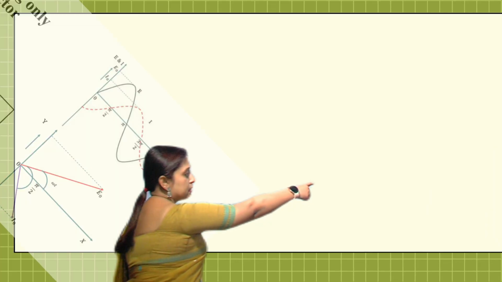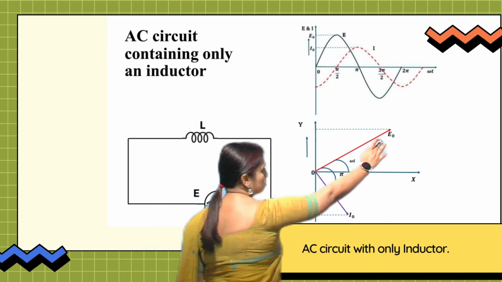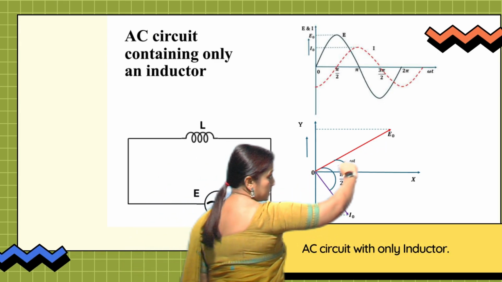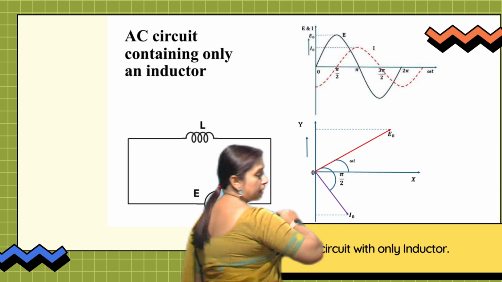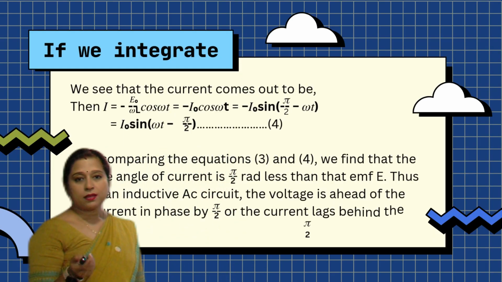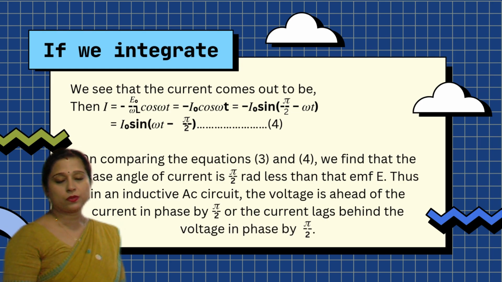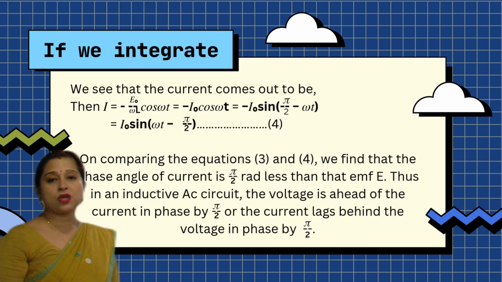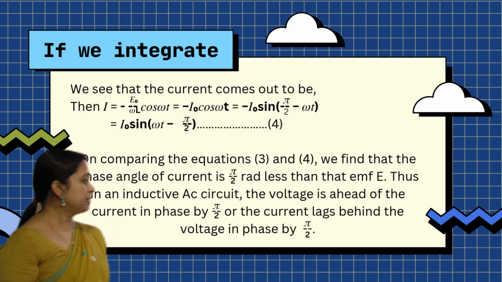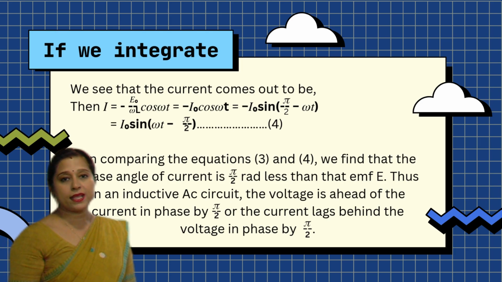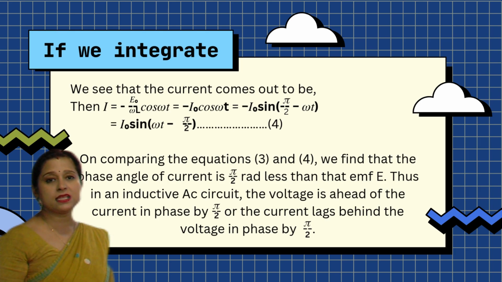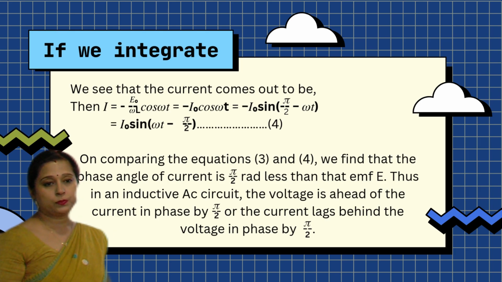So here you can see in the phasor diagram, this is the EMF phasor, and this is the current phasor. So the current is lagging by a phase of pi by 2 with respect to the EMF. Thus, in case of an inductive AC circuit, the voltage is ahead of current by a phase of pi by 2, or you can say the current lags behind the voltage by a phase of pi by 2.